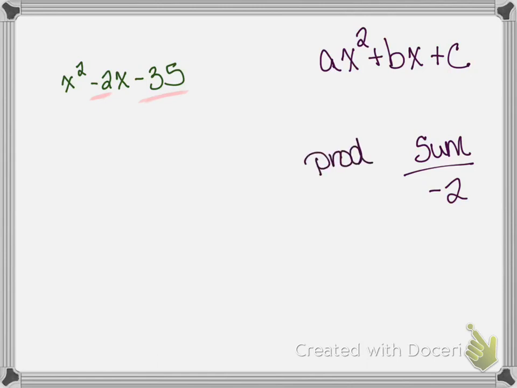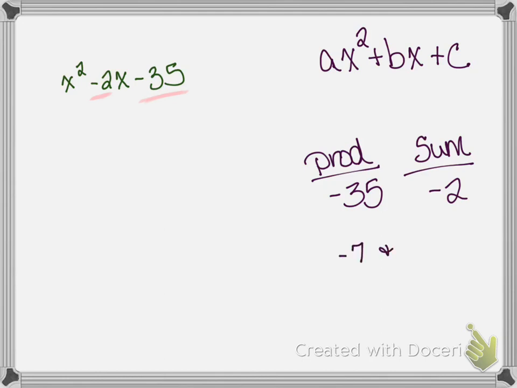So I am looking for 2 numbers. When I multiply them together, I get -35. And when I add them together, I get -2. There is some guess and check involved. Okay? We're guessing, we're checking, we're going back and forth. But when I've got an A as a 1, meaning I'm just left with x squared, there's no number in front of it, then I can do it a little bit more straightforward. Okay? What are my 2 numbers here?